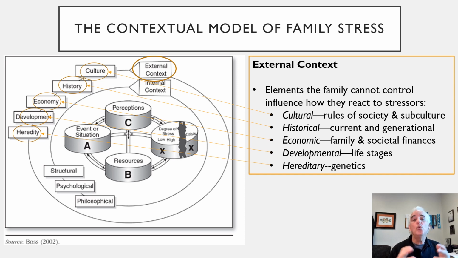Developmental. Where is the family in terms of their life stages? Remember those McGoldrick's life stages and the transitions that are taking place? Those are external factors that can't really be controlled. I mean, kids are going to grow up and people are going to get married, and those kind of external factors influence the family. And then finally, hereditary. These are genetic factors. We are who we are. Our genes are what they are. And until we find ways of altering the genomic patterns of individuals, we all have a heredity that's going to impact our world, and there's little we can do to control it.